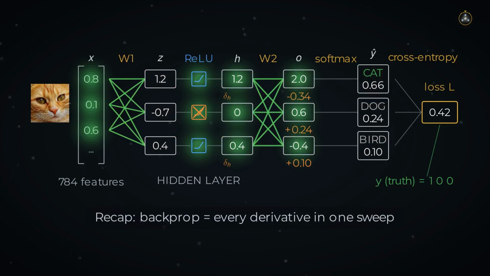Last time, backpropagation gave every weight its derivative in one backward sweep. Watch the wave run right to left. Today, why making the network deeper breaks that sweep, and the first fixes that made deep networks trainable.